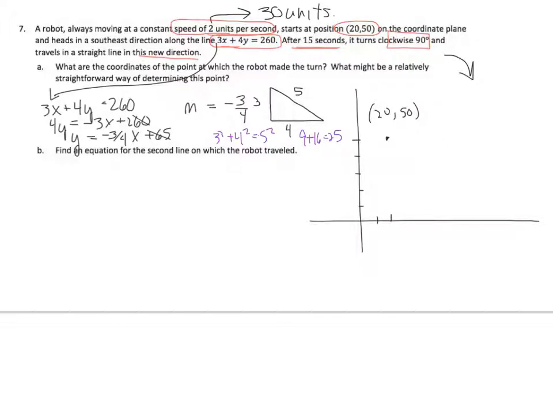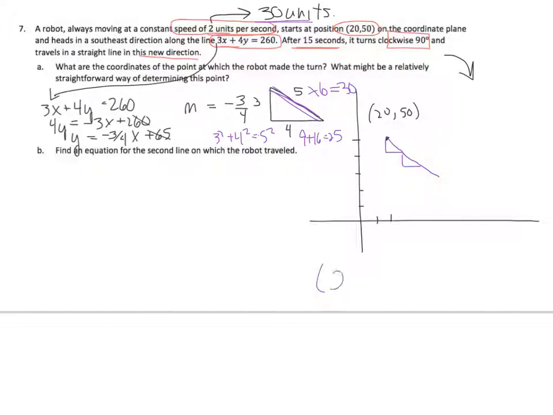So I can actually use that here to find out where I end up. Sorry, let's do this. I know I'm traveling 30 units. My hypotenuse of my 3, 4, 5 triangle is 5. 5 times 6 is 30. So I know I need to do that down 3 over 4 six times to get to my final location, right? Down 3 over 4.